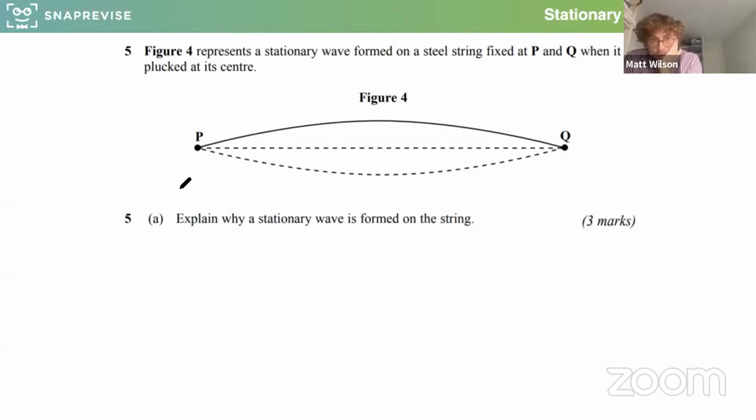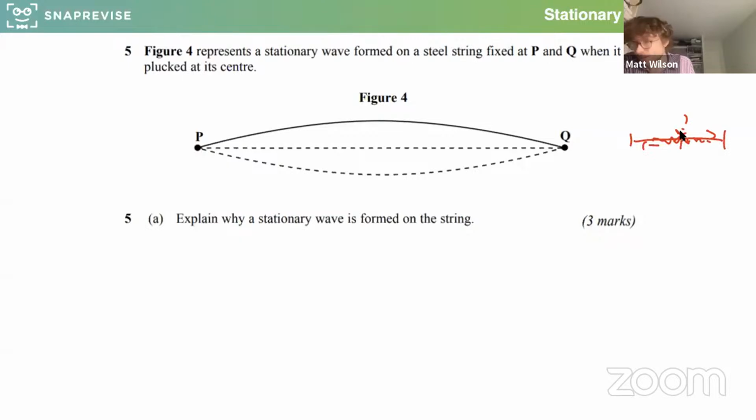Okay, explain why a stationary wave is formed on this string. So there's something that we haven't talked about here, which is a classic thing: when you pluck a string, so let's imagine I have some string, what you essentially do is you create two waves. Waves that go either side from where you plucked. One is going to shoot off to the left, and the other is going to shoot off to the right from the point where you plucked the string.